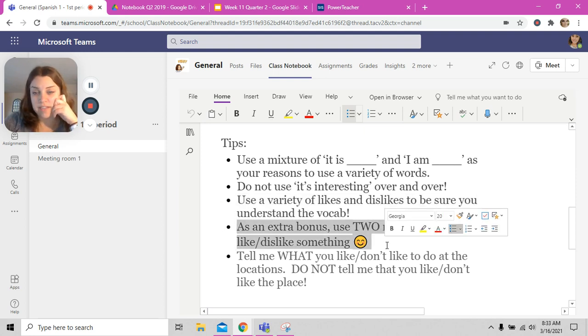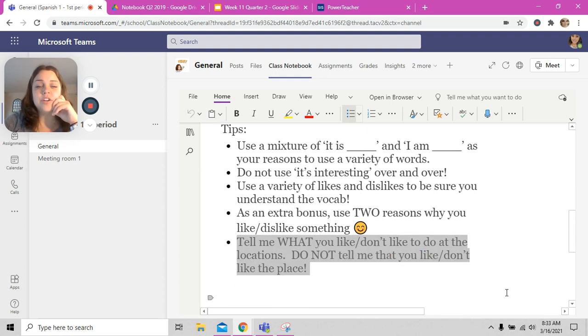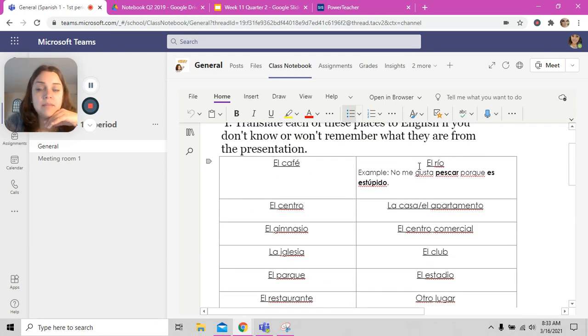As an extra bonus, you could use 2 reasons why you like or dislike something. That would be all fancy. Some of you like to be extra. Go for it. Be extra. And the last thing is make sure you're telling me what you like or don't like to do at the locations. Do not just tell me that you like or don't like the place. Don't tell me, I don't like the river. I don't like the mall.